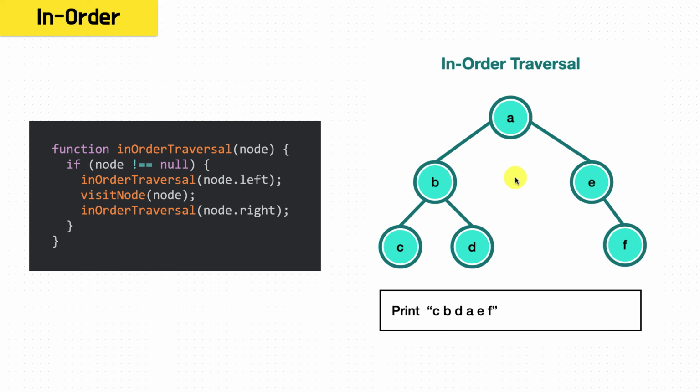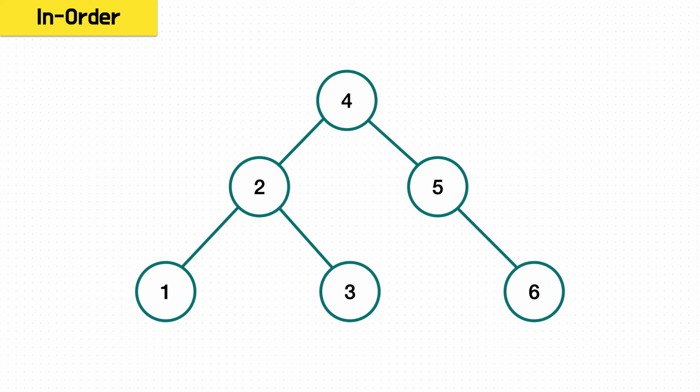We want the nodes in order, and you can think of in order as being if you had a binary search tree, it's going to print all the nodes in ascending order. And we can see that now. Here's the same tree construction, but with numbers in sorted order instead of letters.